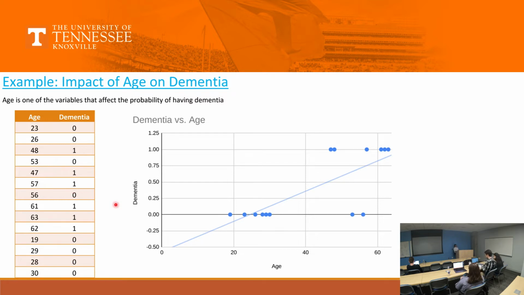Then how do I automate this kind of data, where I can give any age in our class and I can just tell whether they will have dementia or not?